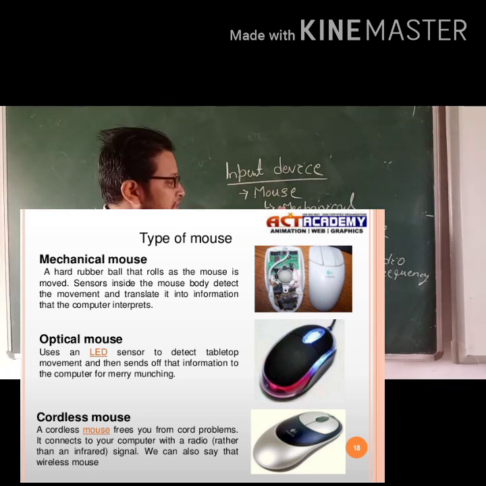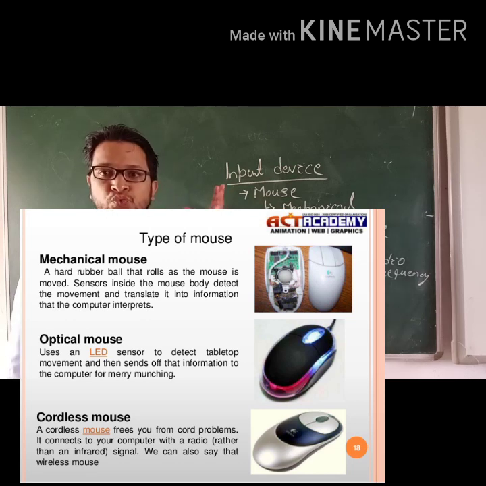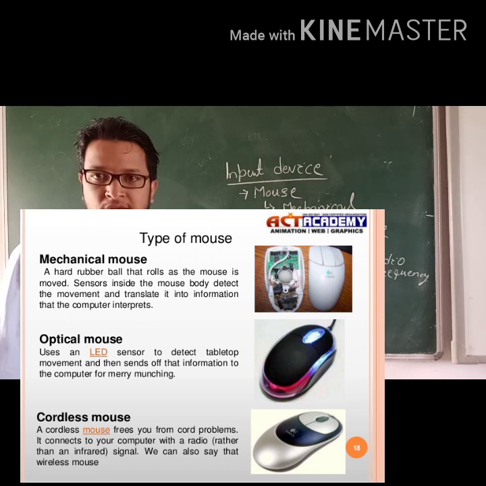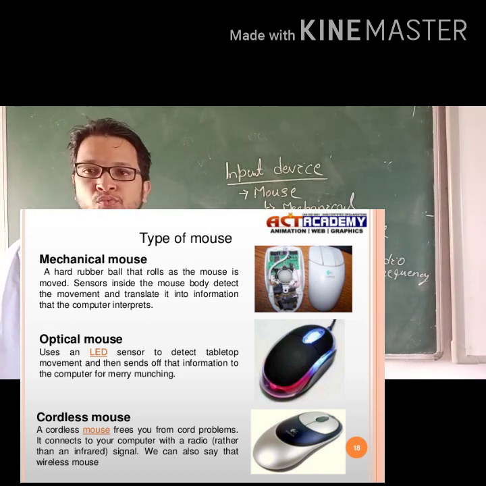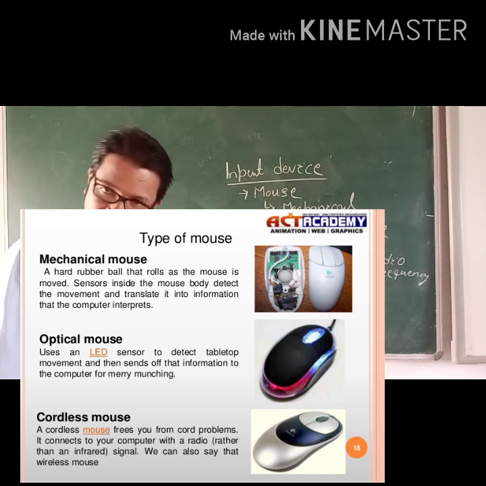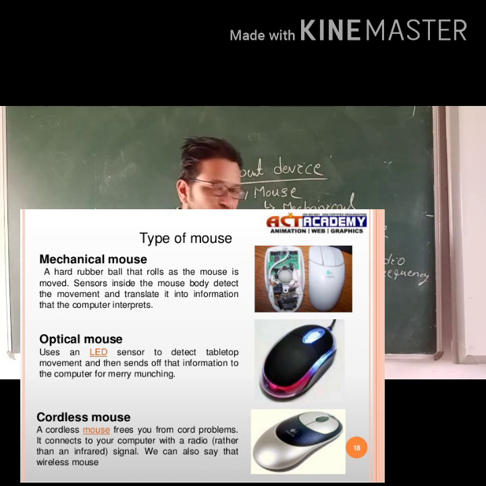For this mechanical mouse, we use something called a mouse pad, because this one will not work on just any flat surface area. So it can be used with a mouse pad. Is that clear?